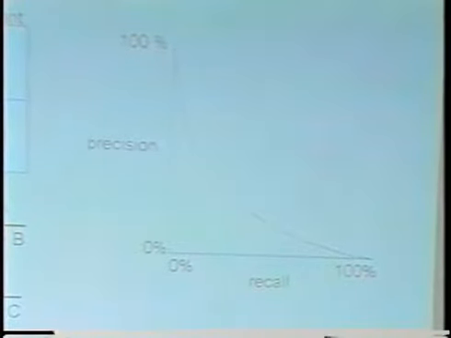We can boil this down to a single number by taking the area under the curve. We call that average precision. That's the most commonly cited single number measure of an information retrieval system.